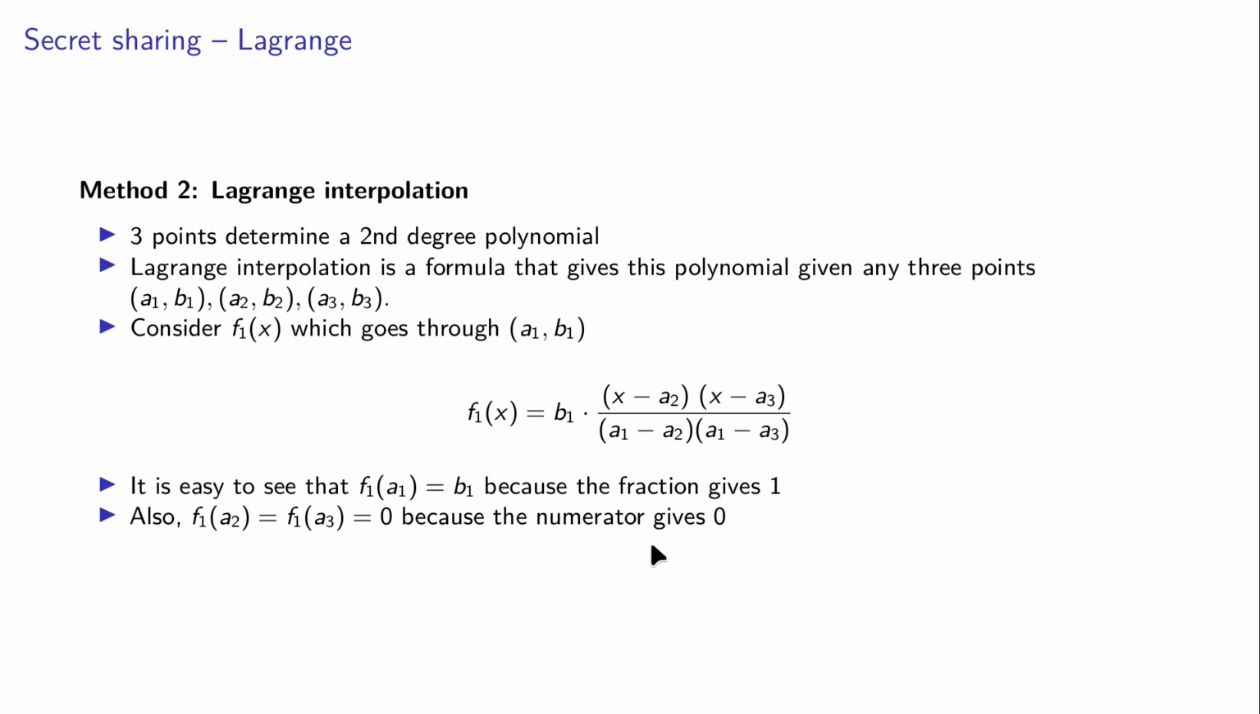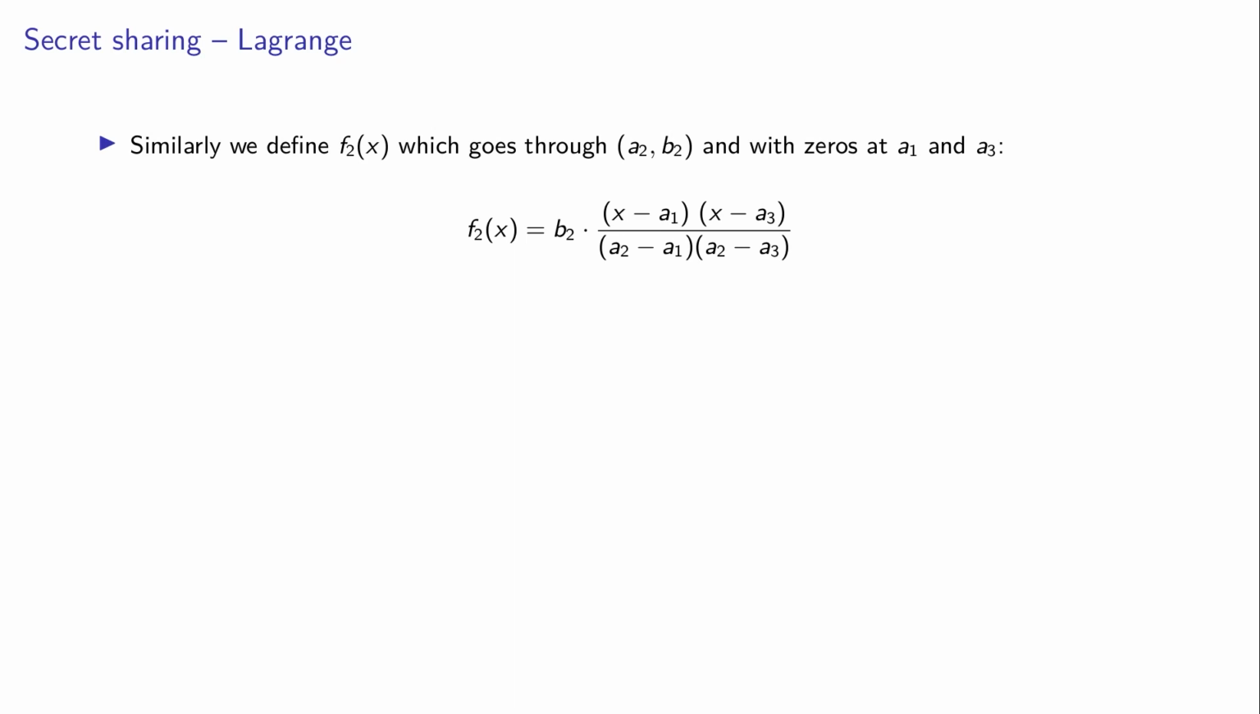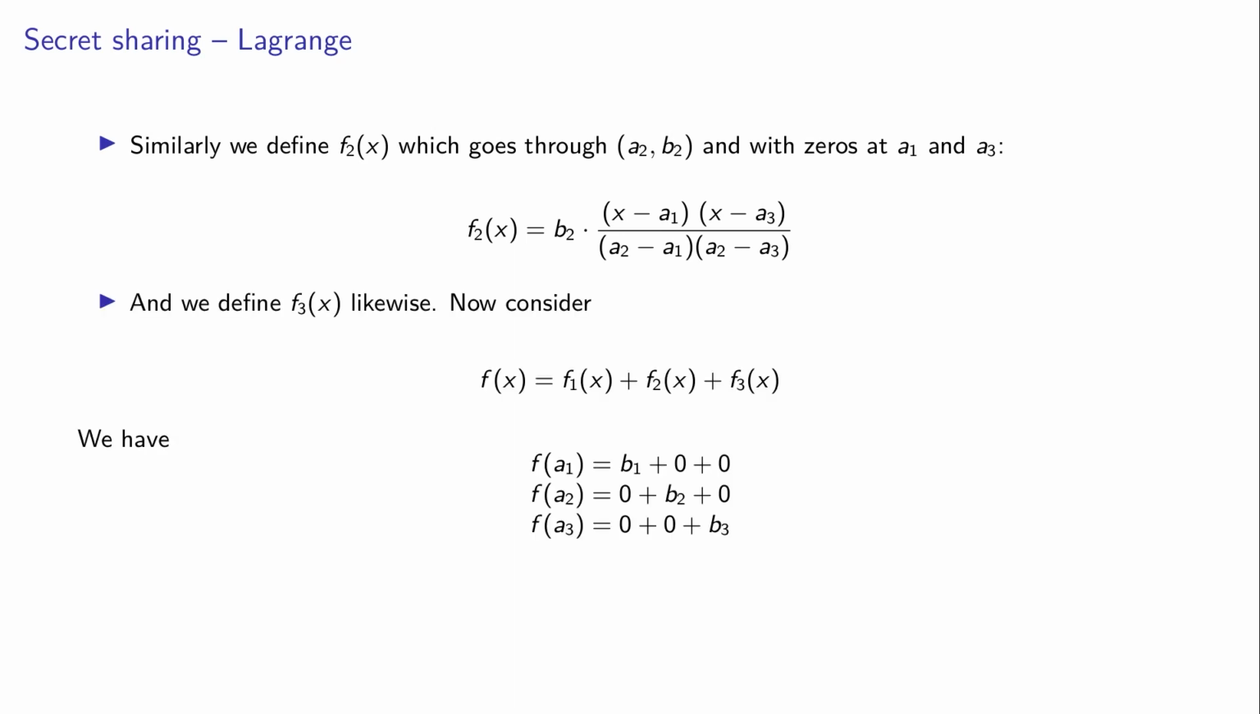Why is this good? Well, because we do the same thing for the point A2, B2. We do the same thing for the point A3, B3, and we will sum up these three polynomials. And so if you look now at the f of A1, it is equal to B1 in F1, but it's 0 in the other two positions. So the result will be A1, B1.